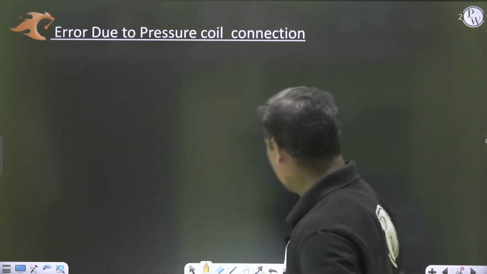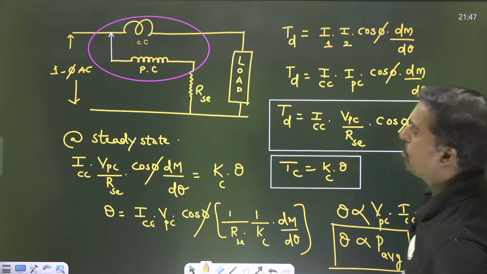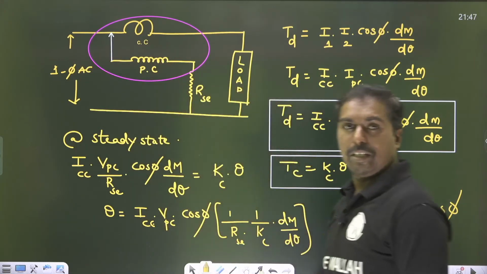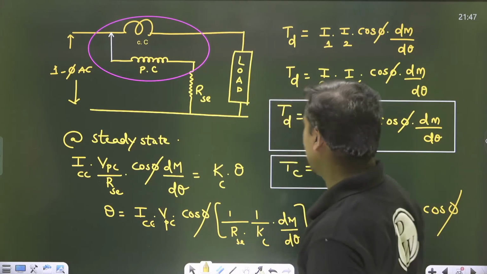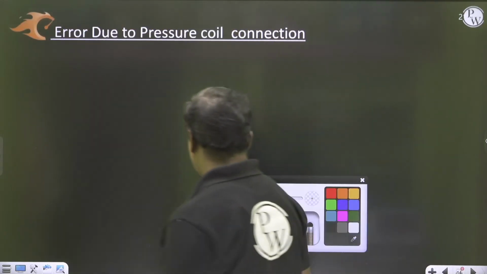So as I told you in this picture, the pressure coil can be connected at the front of the current coil or at the back of the current coil. Based upon the connection, we are going to get some error. How? Let us see. So, error due to pressure coil connection. How is it possible, sir?